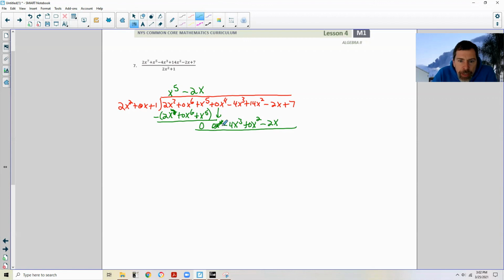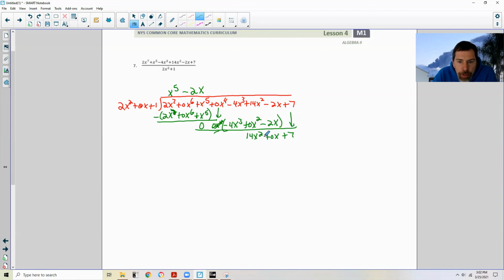So now when I subtract this I can ignore. Negative 4x cubed, okay, minus a negative 4, which is plus 4x cubed, cancels. 14 minus 0 is 14x squared. Negative 2 plus 2x cancels, so that's going to be plus 0x. Bring down my plus 7.